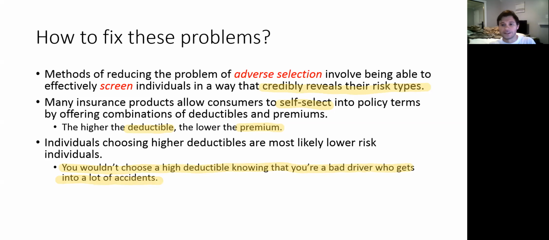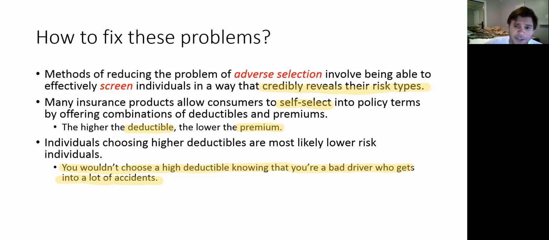So offering this menu of deductible and premium combinations allows the insurance company to better gauge who's actually low risk and who's actually high risk by creating a new characteristic, the choice of deductible, which they can observe, which is credibly tied to your risk features, whether you're high, medium, or low.